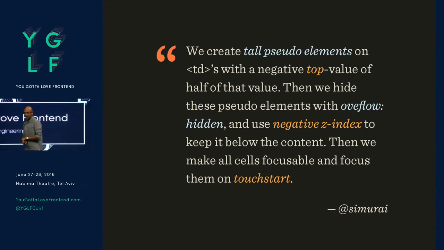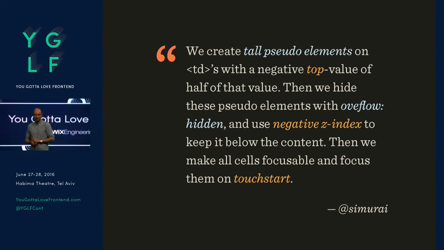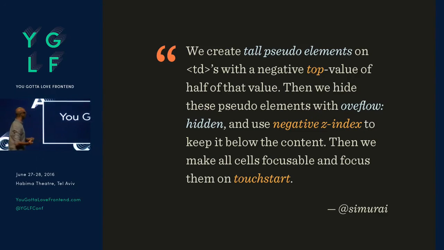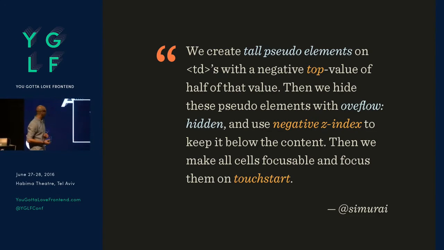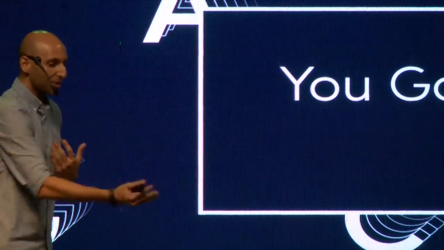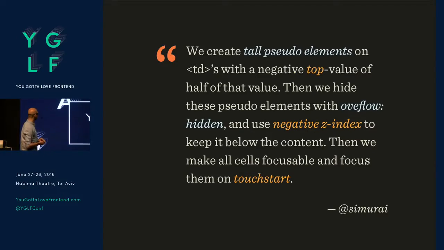But what we can do is say, all right, here's a little trick. We're going to create a huge pseudo-element to cover the entire thing, and we're going to put it on TDs with a negative top value of half of that value. You will see in a second why. Then we hide the pseudo-elements with overflow hidden, so the table actually stays a table. And we use negative z-index to put the content up front so we can copy-paste it, and then, of course, we can make all cells focusable and focus them on touch start. So this is what's going to happen.